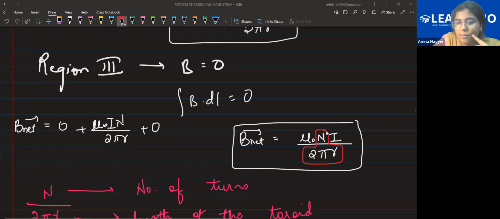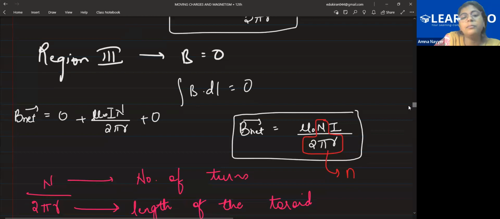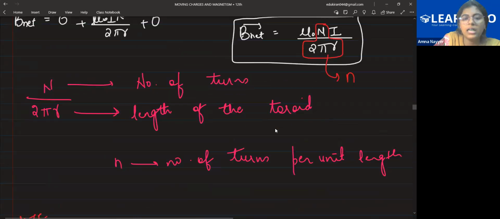So this is number of turns. This is by 2 pi r. Number of turns by 2 pi r. So this is actually the small number of turns per unit length. It's just that for this specifically, the meaning is different. Earlier, when we had number of turns per unit length for a solenoid, it's n by L because the length is L. Now it's a circle, so n by 2 pi r.